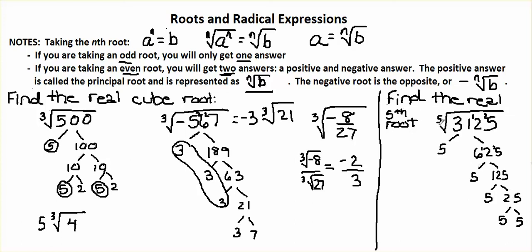So now we're taking a 5th root. Instead of looking for groups of 3, we're looking for groups of 5. And how many 5s do we have? 1, 2, 3, 4, 5. We have 5 5s. We will pull one of those 5s out of the group and bring it outside of our radical. The answer to this problem is 5 because we don't have any numbers left that need to go under our 5th root. So the answer to this problem is 5.